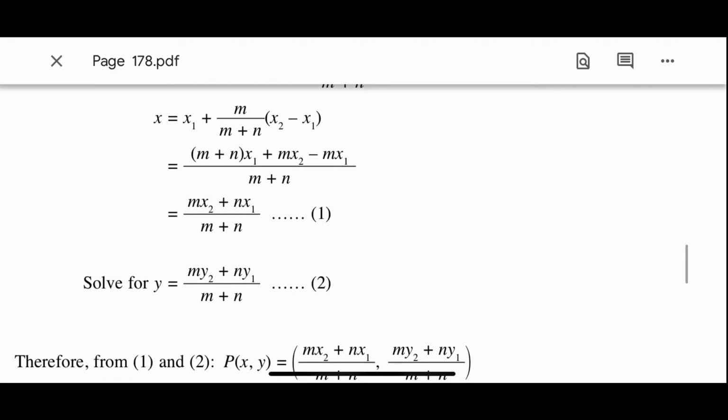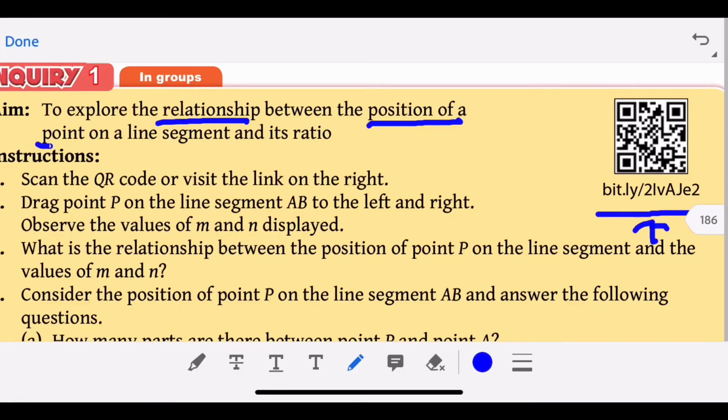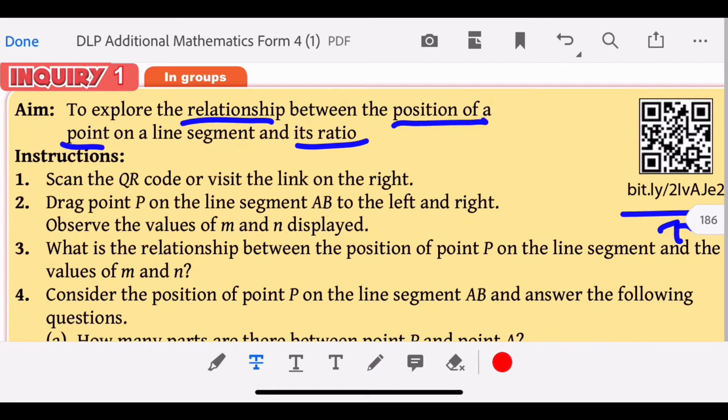And after you solve for y, you will get y equals (my2 + ny1)/(m+n). So therefore, you can find the unknown point P. So we will use inquiry 1 with GeoGebra to explore the relationship between the position of a point on a line segment and its ratio.